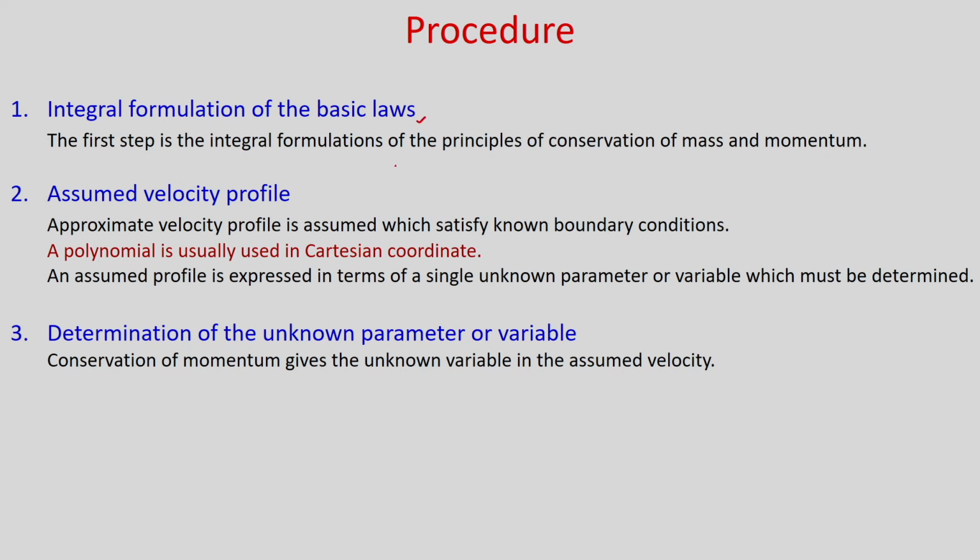The first step is the integral formulation of the principles of conservation of mass and momentum. Next step is to assume the velocity profile. Approximate velocity profile is assumed which satisfies known boundary conditions. Generally, a polynomial is used in Cartesian coordinate and an assumed profile is expressed in terms of a single unknown parameter or variable which must be determined. Finally, we will determine the unknown parameter or variable. So, conservation of momentum gives the unknown variable in the assumed velocity.